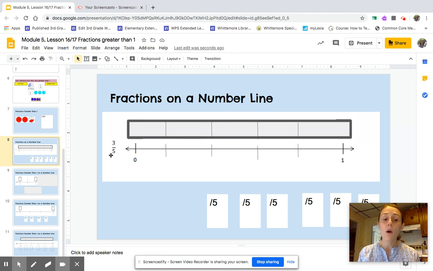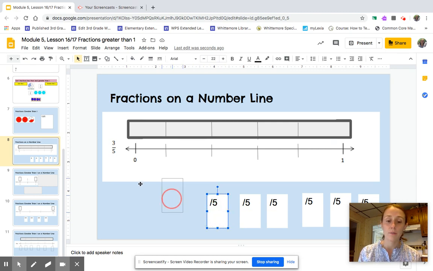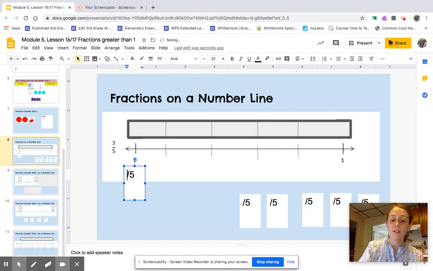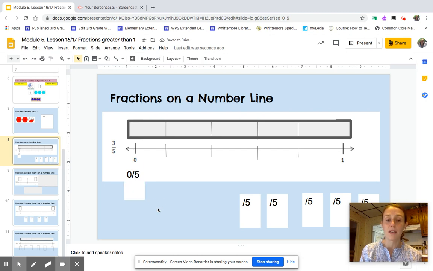Okay, so I need to find 3/5, but what I'm going to do right now is label my entire number line from 0 to 1. I'm going to start right here. If I'm starting at the end of my rectangle, the beginning of my number line, how many pieces do I have? I'm going to move my label over. I know that I have 0/5. I don't have any pieces yet. I'm starting at the beginning.